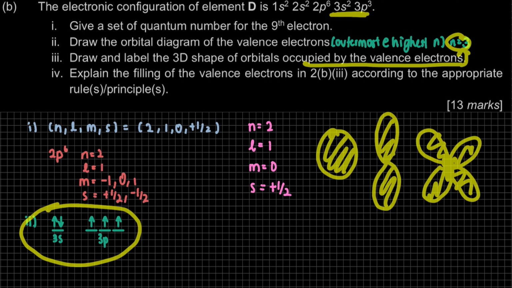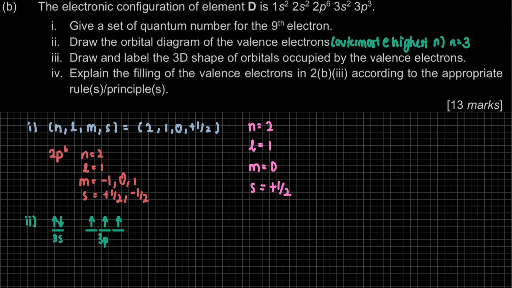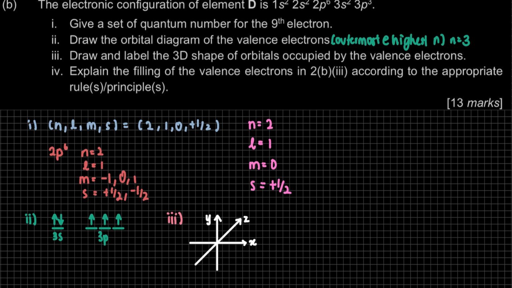Back to question number 2. To draw the 3D shape, you have to draw the s orbital and the p orbital. Again, why? Because for the valence electron here we have s, we have p, so we have to draw both. How to draw the shape? First, you have to draw and label the axis. What I've drawn here is x, y, z, but the axes are interchangeable, because this is about 3D.